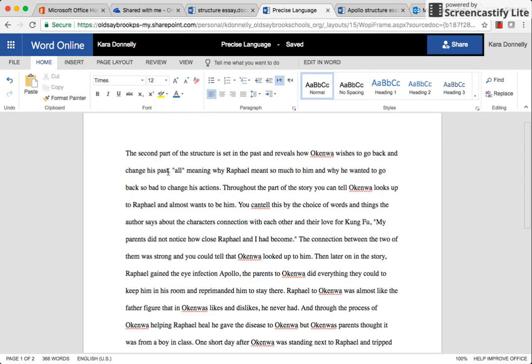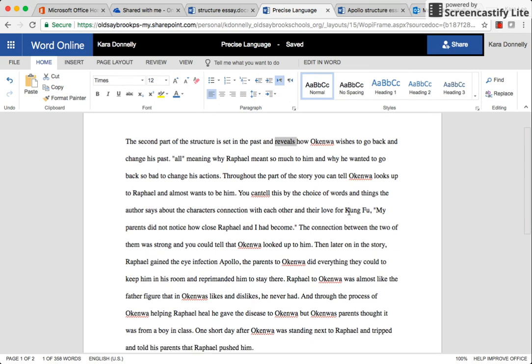Now, this sentence is a little bit more precise because it has a concrete subject, the second part of the structure, and it has a specific verb. It actually has two specific verbs, is set in the past and reveals. So that's a quick revision that I made to make the sentence a little bit more precise.